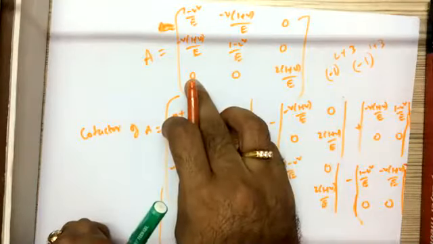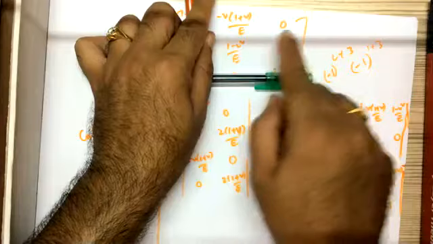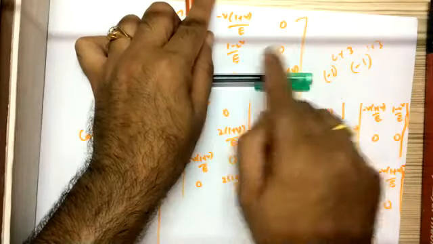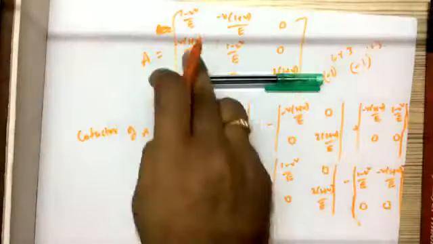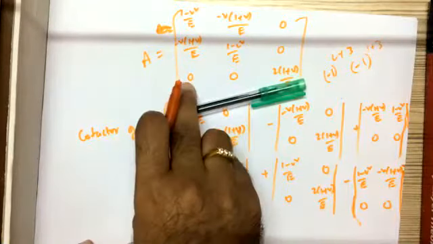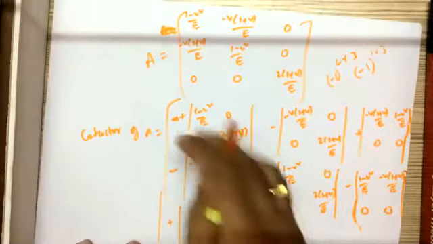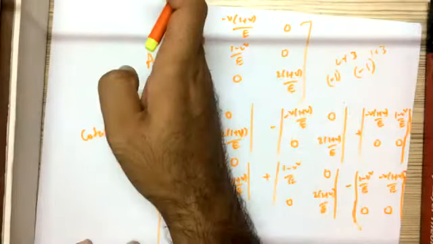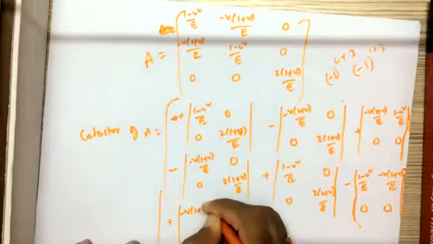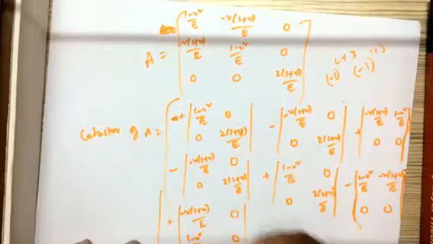What is this element? 3, 1. Eliminate that particular row and column. What is remaining? Minus mu 1 plus mu by e, 0, 1 minus mu square by e, 0. Third row, first column, right? So minus 1 whole power 3 plus 1 is plus 1. So plus, if you eliminate that particular row and column, you get minus mu into 1 plus mu by e, 0, 1 minus mu square by e, 0.